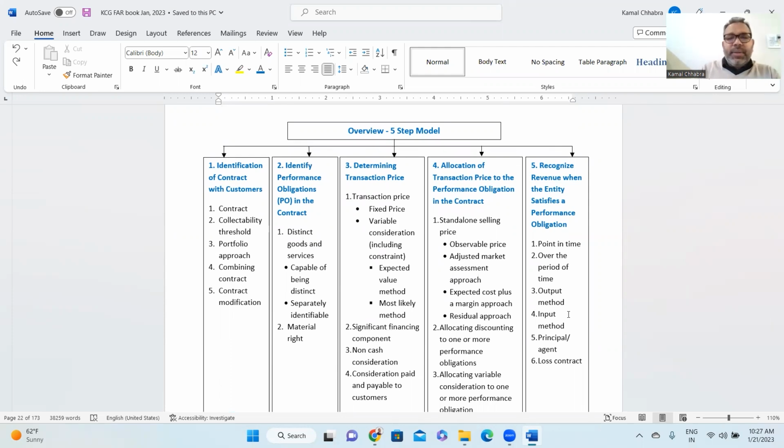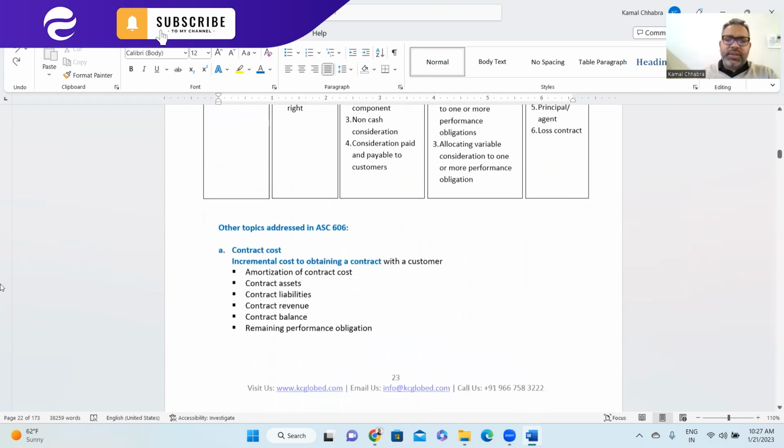So now let's jump into identification of performance obligations in the contract. Today we'll be covering distinct goods and services, whether the goods and services are capable of being distinct or not. We'll be understanding that, and when the goods and services are considered to be separately identifiable. And then the last important thing in step 2 is the material right. That also we'll be covering. So let's dive in.